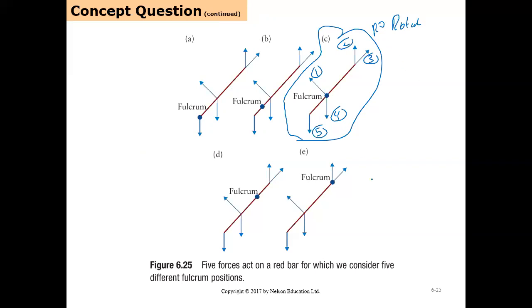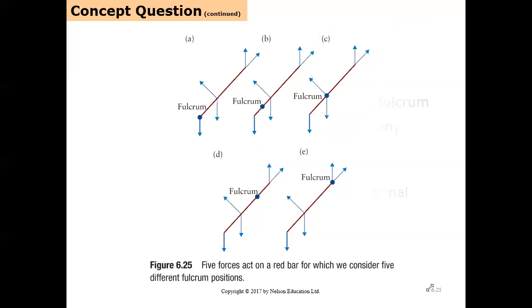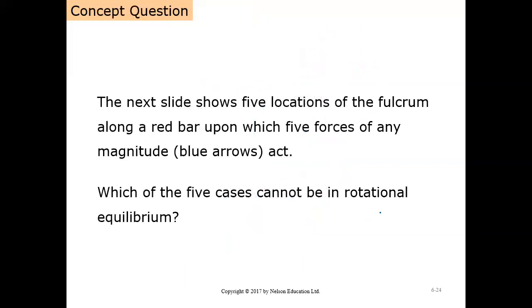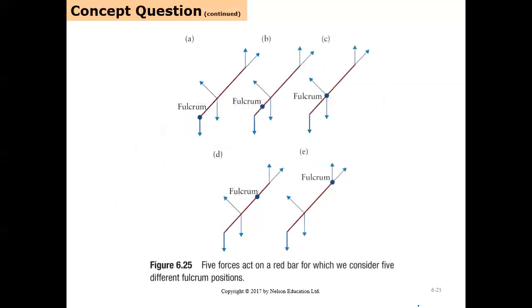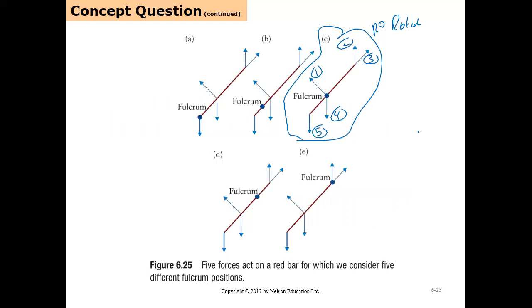This is the correct pick, one of the choices, right? The question is, what is the question? Which one of the 5 cases cannot be in rotational equilibrium? So C cannot be in equilibrium, okay? Cannot be in rotational equilibrium. So let's go to D.